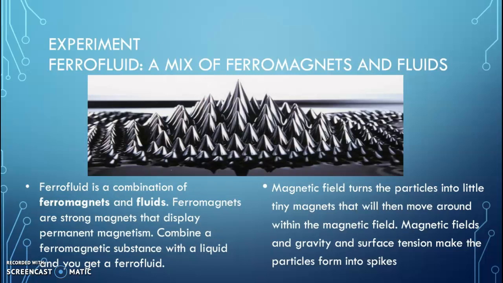These ferrofluids are a combination of a ferromagnet and a fluid. The ferromagnets have these strong little magnets in them that display this permanent magnetism. So if you put that with a liquid, then you can get a ferrofluid. And like you can see in this picture, it actually creates these spikes, which is really cool. The magnetic field turns these particles into tiny magnets, like we talked about before, and then they can move around. So say I held a magnet up right here, these spikes would form up to the magnet. And I'll show you guys that later. The magnetic fields, along with the gravity and the surface tension, allow these particles to make these spikes.